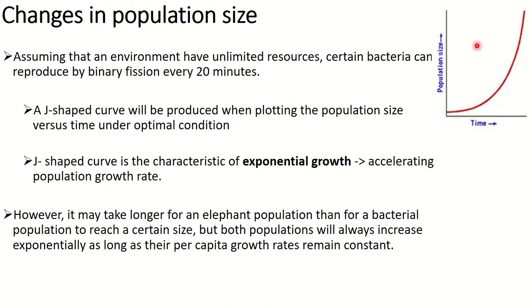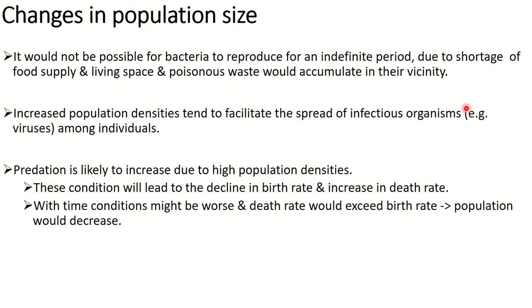But we're considering, are there other variables that may affect the population growth and change the shape? So you wouldn't always have a J-curve shape, you'd have a different shape. It would not be possible for bacteria to reproduce for an indefinite period due to the shortage of food supply and living space, and poisonous waste products would accumulate in their vicinity. So now there are other things that start affecting the way populations can increase exponentially. And that's what we have in the environment, because we have many different habitats, niches and biologies of different species, and the interactions and competition amongst those species affect the way that those populations increase.